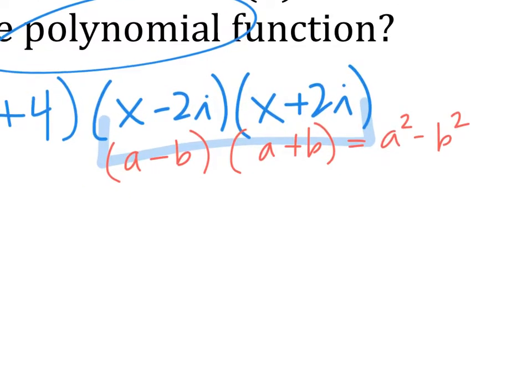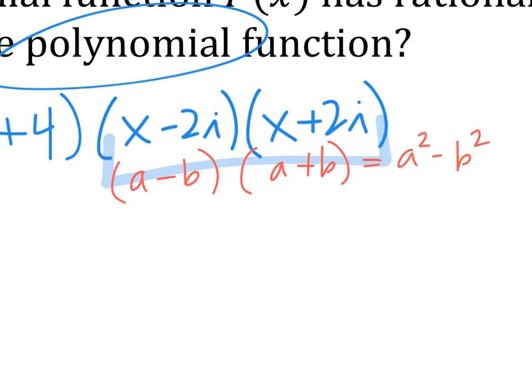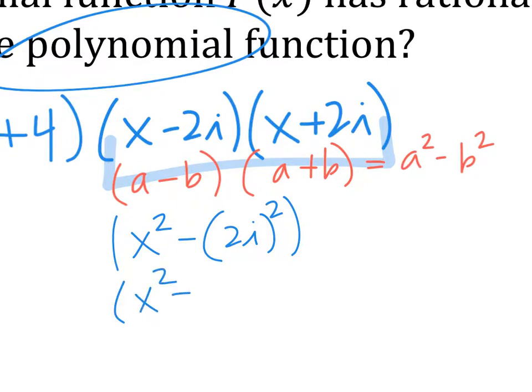Yes? Okay. Like this section is nodding their head, but do you remember this? Okay. A minus b times a plus b is a squared minus b squared. All right. This is going to be x squared minus (2i) squared. Okay, (2i) squared is going to be 4i squared. i squared is what? Negative 1. So negative 1 times 4 is negative 4, and minus negative 4 is plus 4. So x squared plus 4.